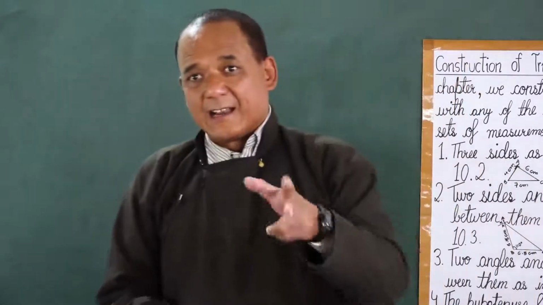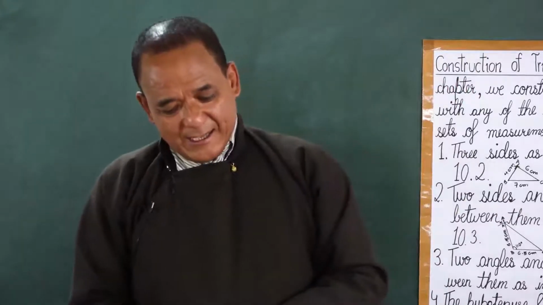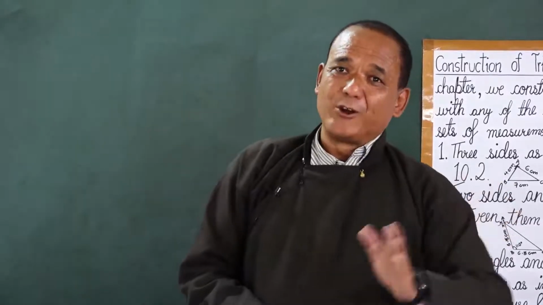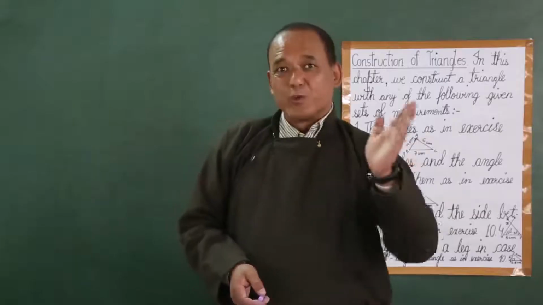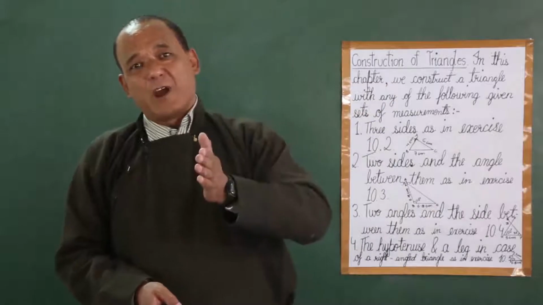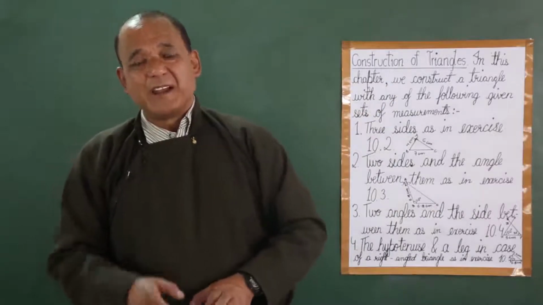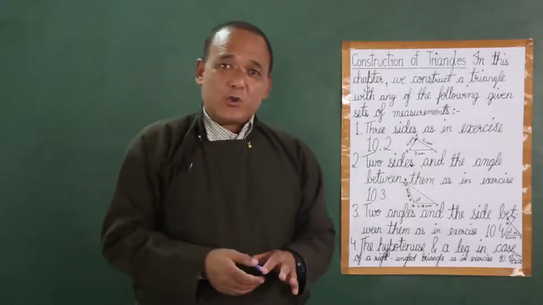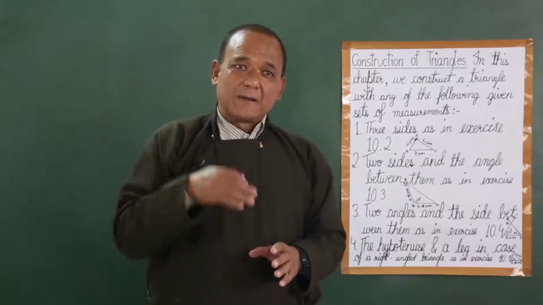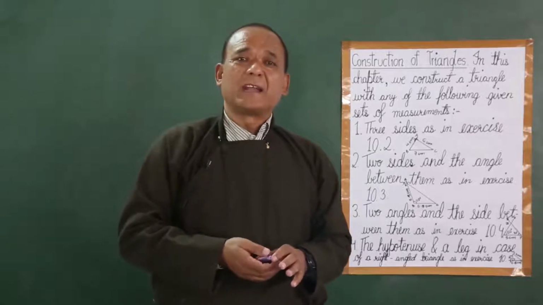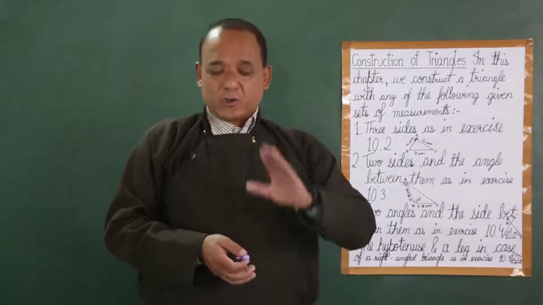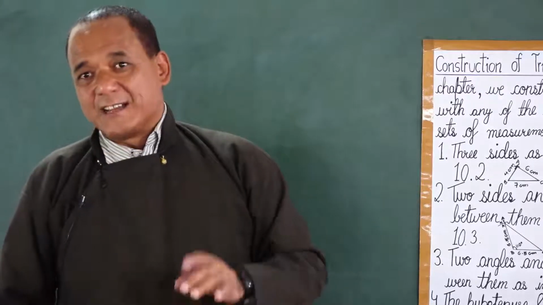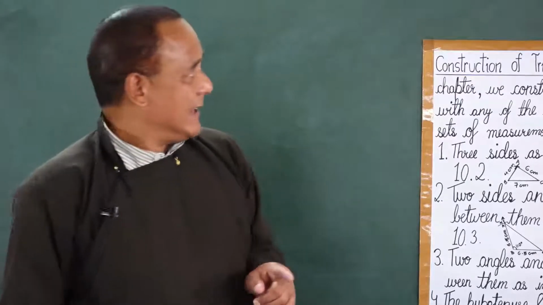So from today onwards up to the end of this chapter, that means 10.2, 10.3, 10.4, 10.5, these are all different textual exercises. In these textual exercises, we will know how to make different types of triangles. So let us try to understand the first type of triangles that we make here.